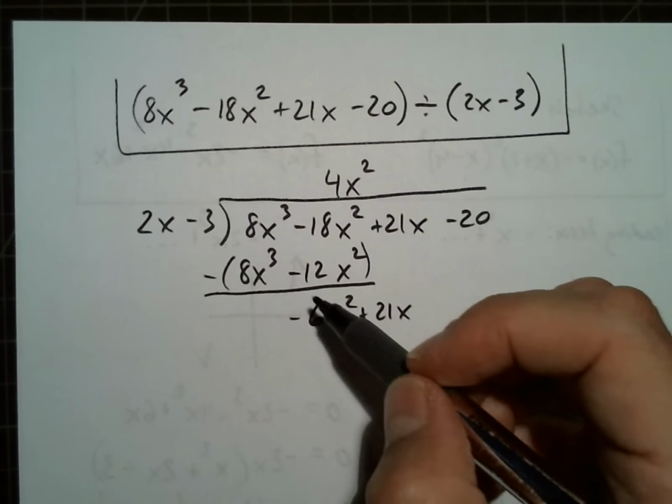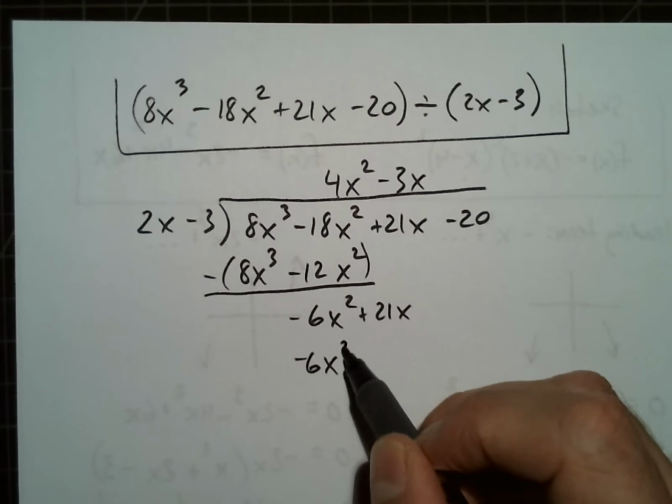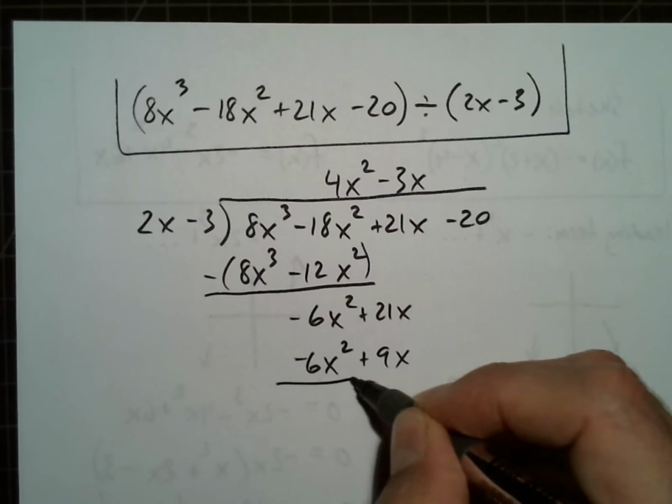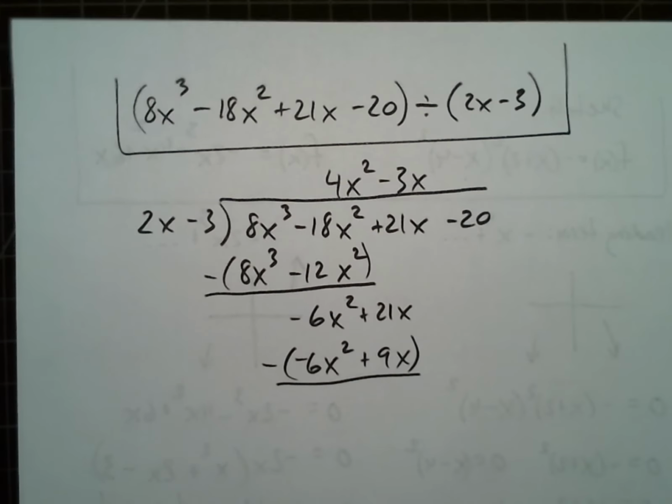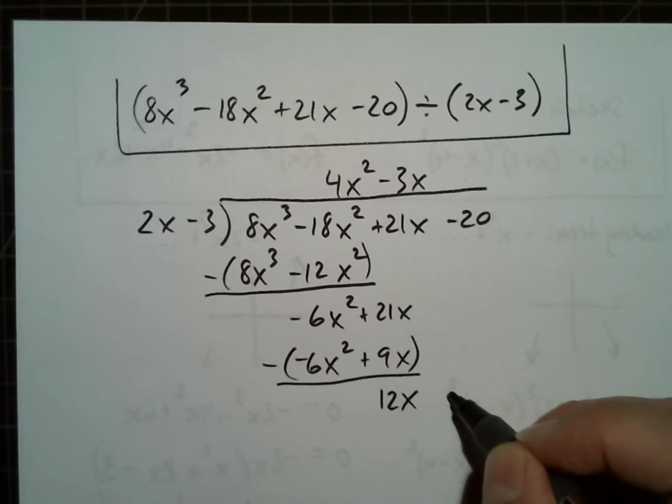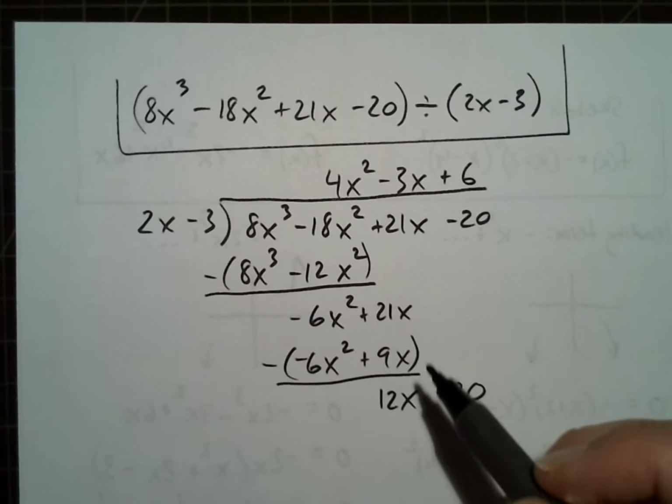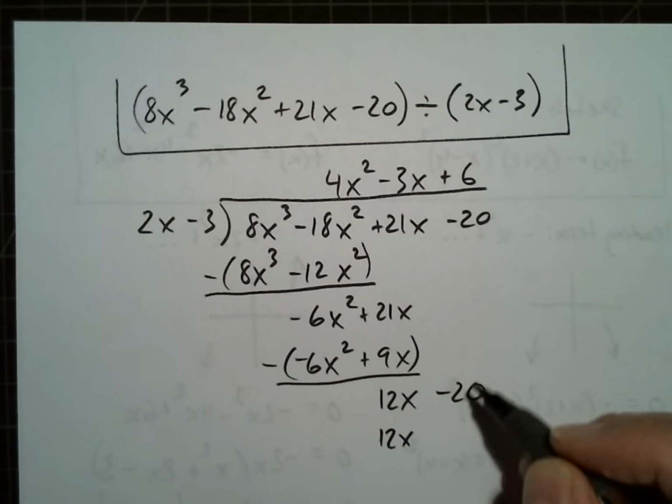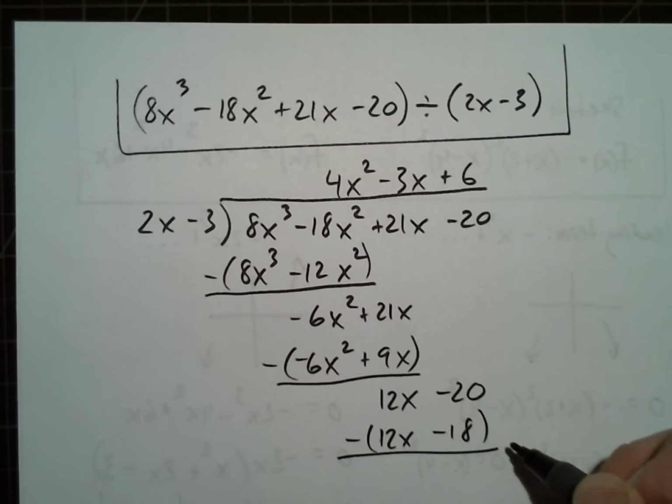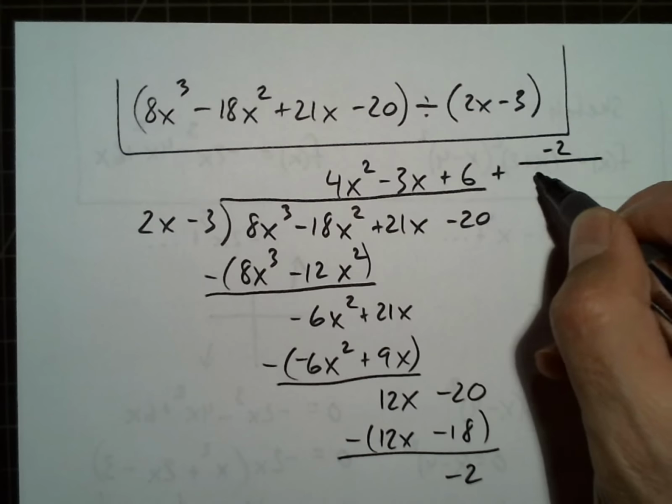What times 2x is negative 6x squared? Negative 3x. Negative 3x times negative 3, positive 9x. Subtract, and we get 12x minus 20. Here will be a 6 times 2 is 12. 6 times negative 3, negative 18. So we get negative 2, and that will be the remainder that we write like this.